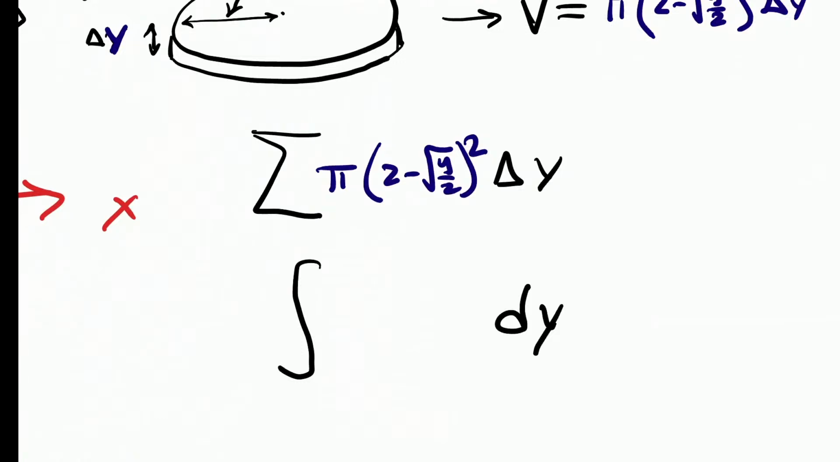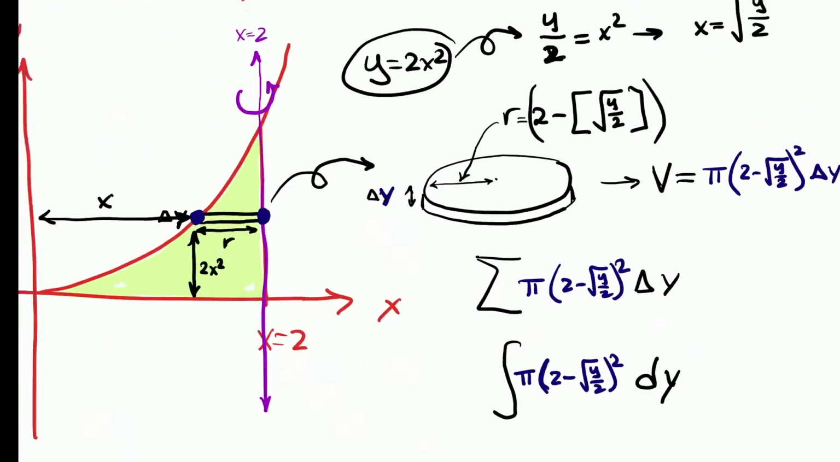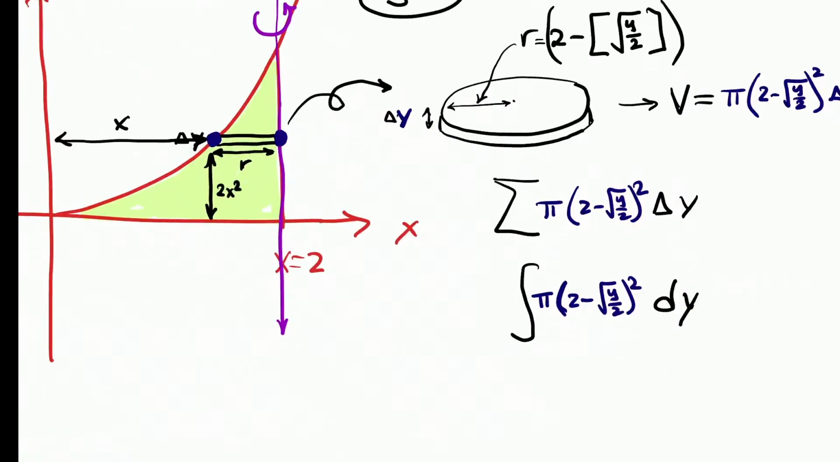So this will be the integral. Oh, we need limits though. We'll get them. 2 minus the radical y over 2, squared. Okay, I need my limits. So let's see, where are the limits? The limits will be in terms of y, not in terms of x.